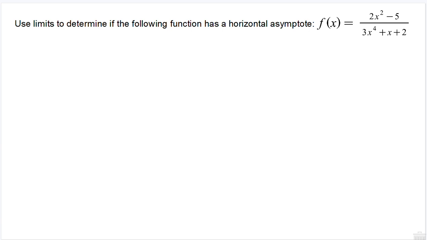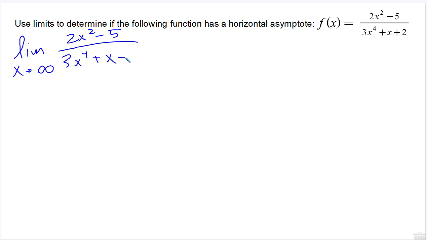All right, so our next one, another rational function, which tells us that when I do this to infinity and when I do this for negative infinity, they should come out to be exactly the same. So we're going to start off by saying this is a limit as x approaches infinity. We'll do infinity first, of 2x squared minus 5 over 3x to the 4th plus x plus 2. And we're going to use the same rules we did last time.